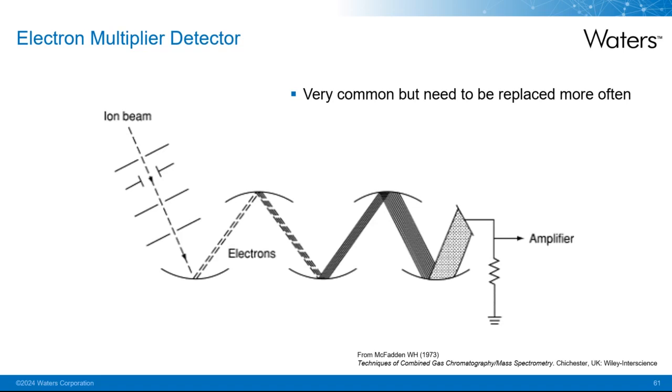In an electron multiplier detector, the ions formed in the mass analyzer strike the anode surface and electrons are ejected. Electron multipliers are the most common detector in mass spec systems. They're very sensitive and have a fast response, but in many systems they need to be replaced every few years.